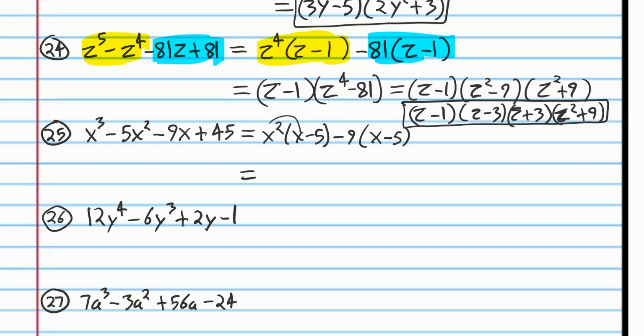X squared times x is x cubed. X squared times negative 5 is negative 5x squared. And negative 9 times x is negative 9x. And negative 9 times negative 5 is positive 45.